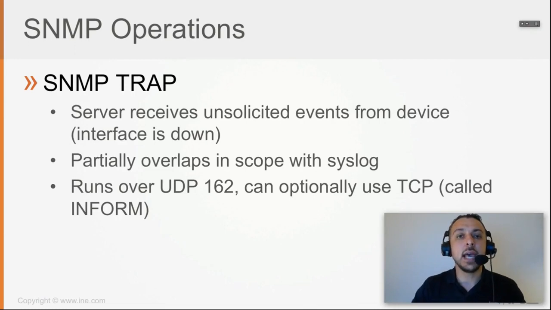Now it makes sense that the set and the get actions run over one UDP port, because those functions are initiated by the SNMP server, while the SNMP trap is something initiated by the SNMP agent. So it makes sense it uses a different port number to easily differentiate between who initiated that kind of session to begin with.